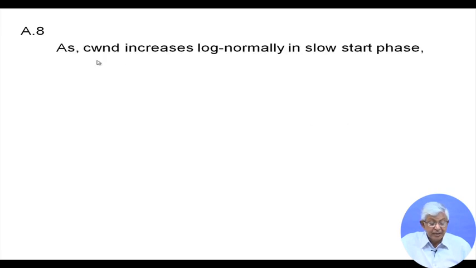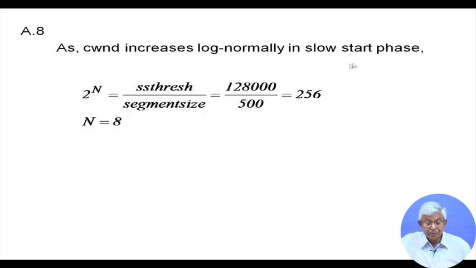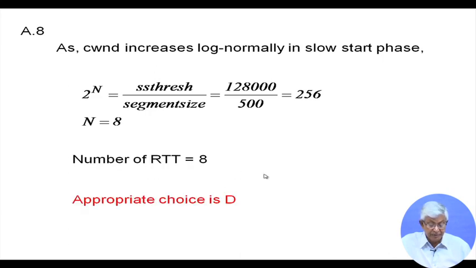So, we put the values as CWD increases logarithmically in the slow start phase, 2 to the power n is SS threshold by segment size. SS threshold value is given, segment size value is given. So, 256 is the number, n is equal to 8. The total number of RTT is 8, appropriate choice is D.